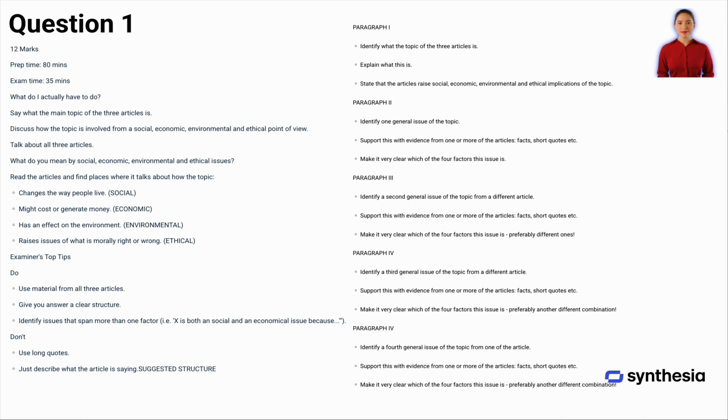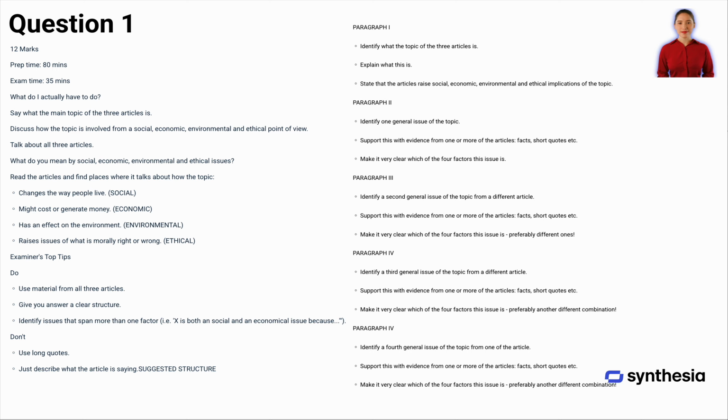1. Impact. 12 marks. Prep time, 80 mins. Exam time, 35 mins. What do I actually have to do? Say what the main topic of the 3 articles is. Discuss how the topic is involved from a social, economic, environmental, and ethical point of view. Talk about all 3 articles.